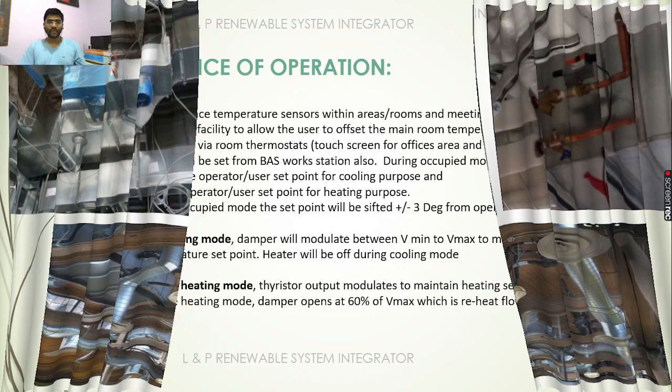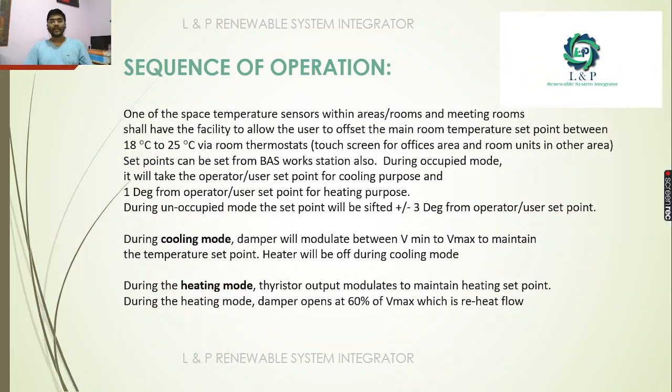Now if you look into the sequence of operation, as I already told, the set point can be between 18 to 25 degrees Celsius. It can be from the thermostat, or from the touch screens we can also provide the temperature input to the workstation. During the occupancy mode, for cooling purposes, the damper will modulate from V minimum to V maximum, that is, 0 volt to 10 volt. The heater will be cut off during the cooling mode.